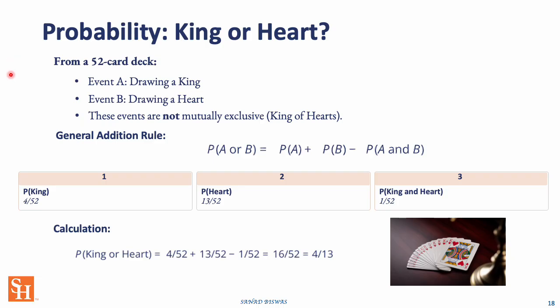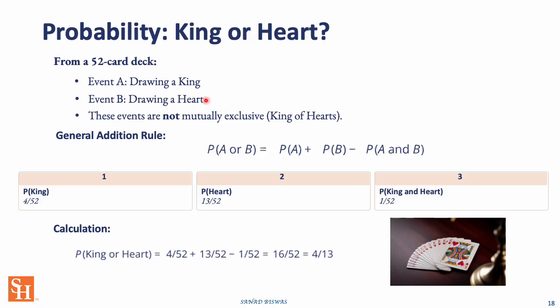Now with an example, let's try to see how we can calculate probability for non-mutually exclusive events. Consider a standard deck of cards, which basically has 52 cards: 13 hearts, 13 diamonds, 13 spades, and 13 clubs. We define event A as drawing a king, and event B as drawing a heart. Are these two events mutually exclusive or not? They are not mutually exclusive, right? Because there is one card, the king of hearts, which is both a king and a heart.